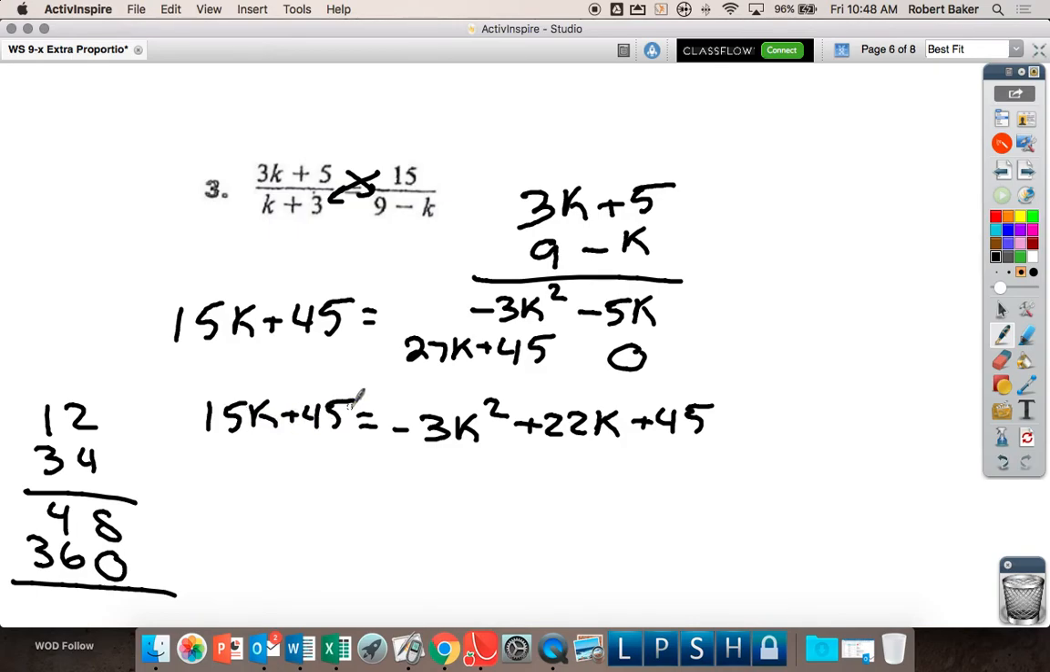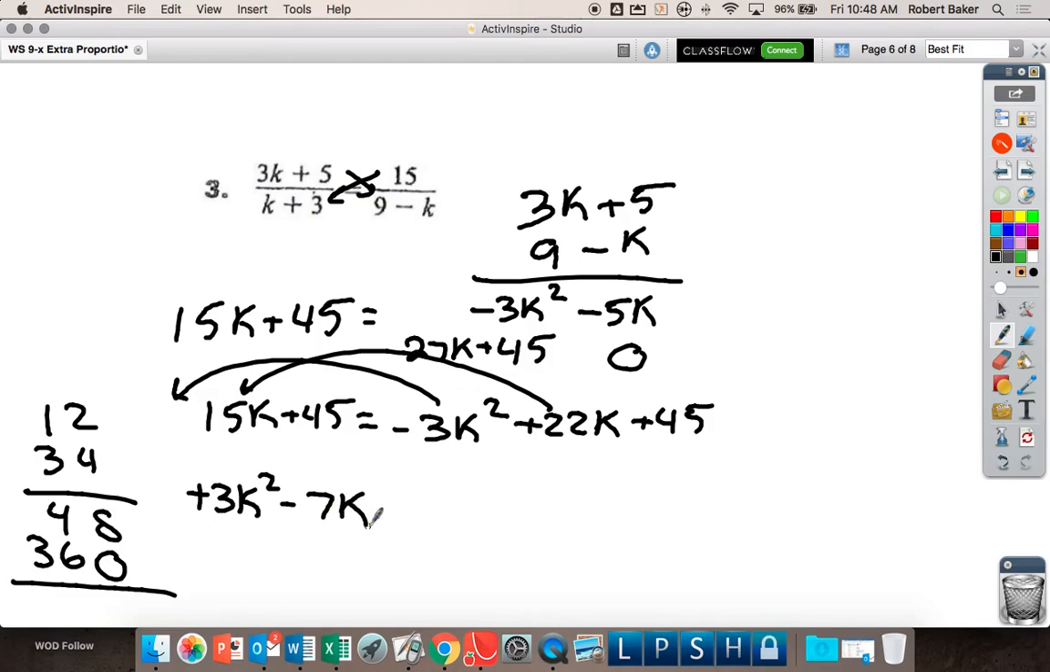I brought everything from the left to the right. That's where you screwed up. No, you have to go everything from the left to the right because the major rule is your largest polynomial value, K squared, has to be positive. So I need to move this way, which makes it positive 3K squared. Plus 15. So 15 minus 22 is negative 7K. 45 minus 45 is 0. Hey, it already equals 0.